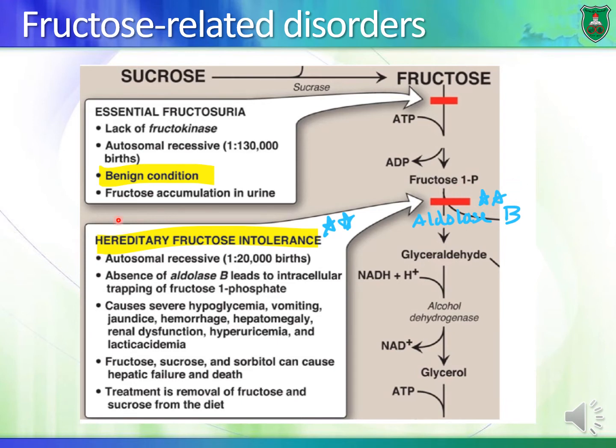Now, this is a benign condition. However, there will be accumulation of fructose in the urine. It is an autosomal recessive disorder. Another condition is the hereditary fructose intolerance, which is also an autosomal recessive disorder. It's related to deficiency in the enzyme aldolase B, resulting in trapping of fructose 1-phosphate in cells. Now, this can cause hypoglycemia, vomiting, jaundice, a number of symptoms.